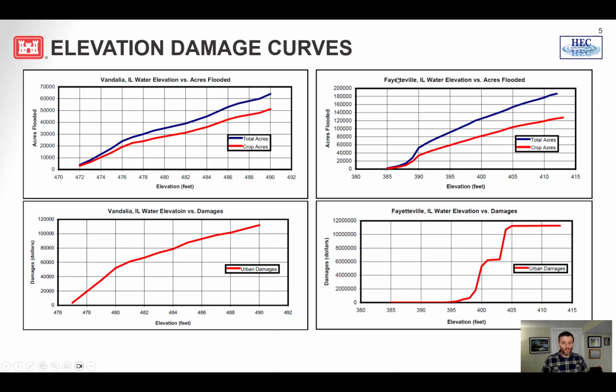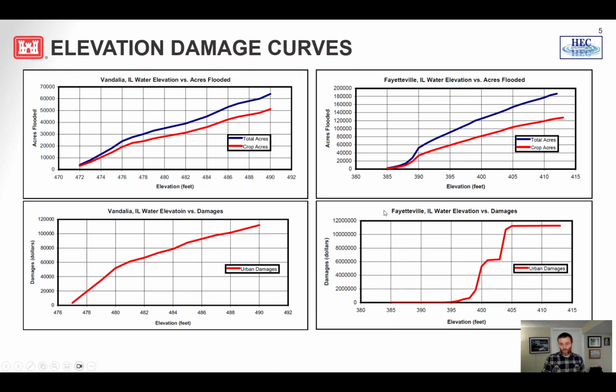These two curves, Vandalia and Fayetteville, are two damage curves for the watershed of the Kaskaskia River. The Kaskaskia River is roughly 6,000 square miles of drainage area. So there are two damage curves in the legacy system to represent that entire watershed. I don't know about everyone else, but that seems like a lot of area for only having two stage damage curves. And so it was interesting.